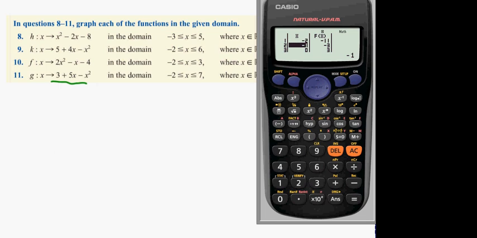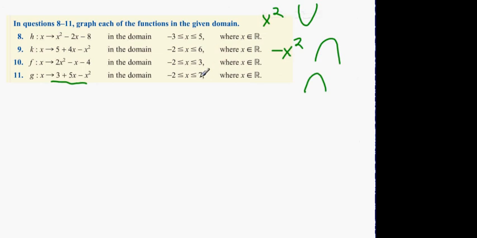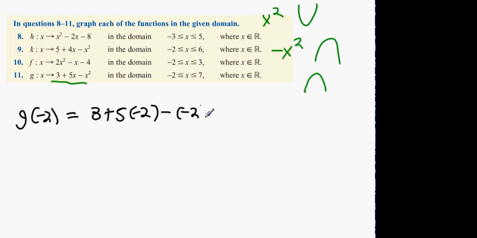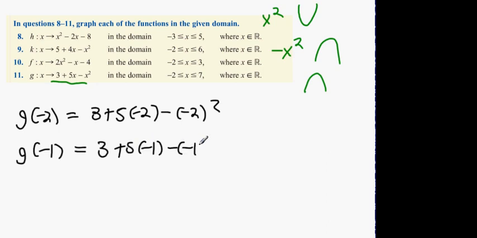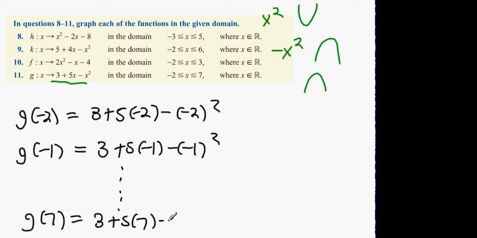Now, does everybody know also, to get full marks in the exam, are you completely aware that you actually have to go through all of this? G of minus 2 equals 3 plus 5 times minus 2 minus minus 2 squared. You then have to go G of minus 1, and you're going to have to do that all the way down. I'm just going to put dot dot dot here, but you can't do that. You guys actually have to write down each one. You have to get all the way down to 7, and you have to say 3 plus 5 times 7 minus 7 squared. Are we happy with that?